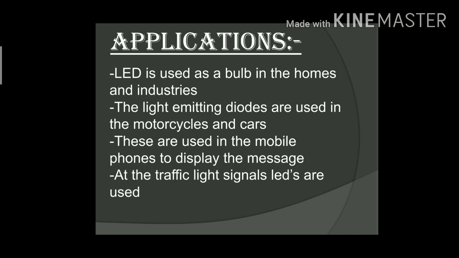Next is the applications of light emitting diode. First, LED is used as a bulb in homes and industries. Second, light emitting diodes are used in motorcycles and cars. Third, these are used in mobile phones to display messages. Fourth, at the traffic light signals LEDs are used, and many more.